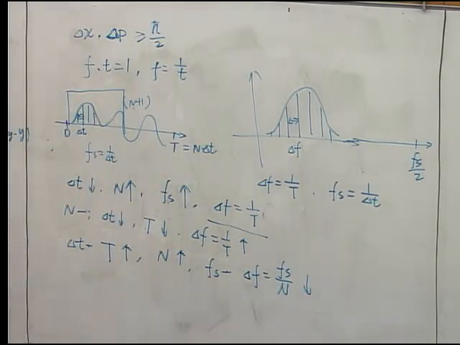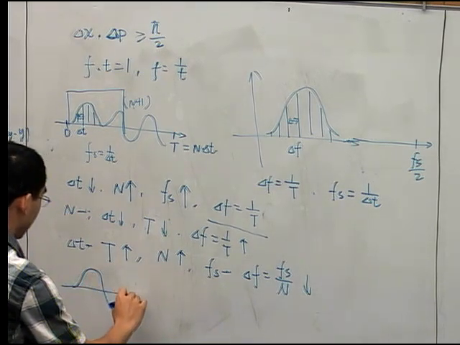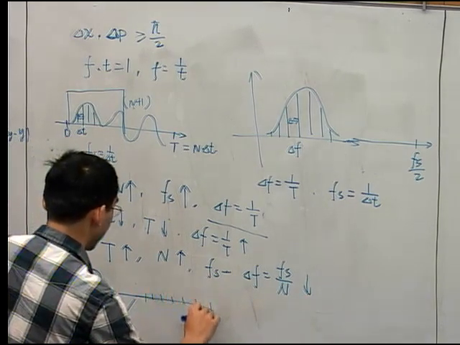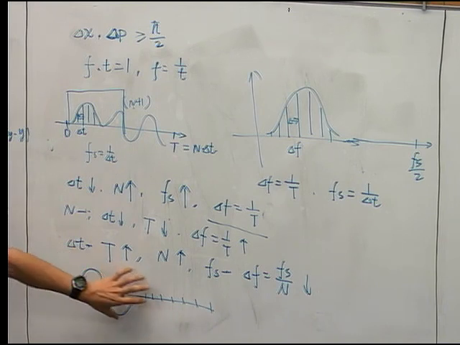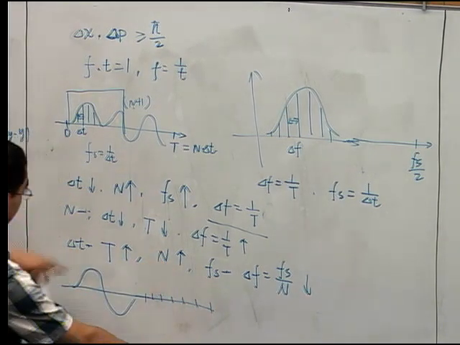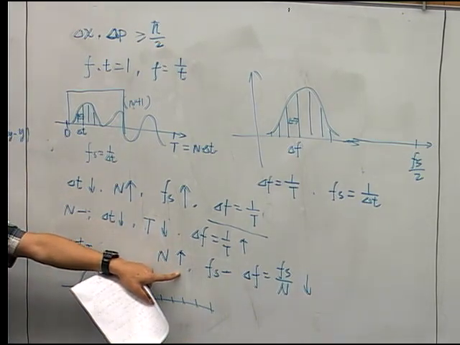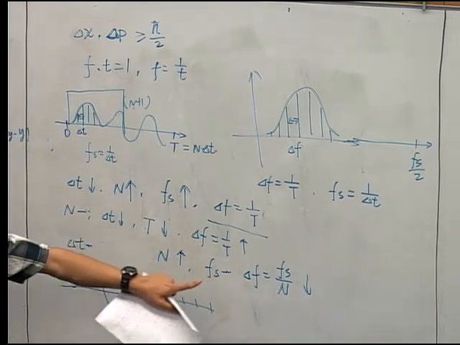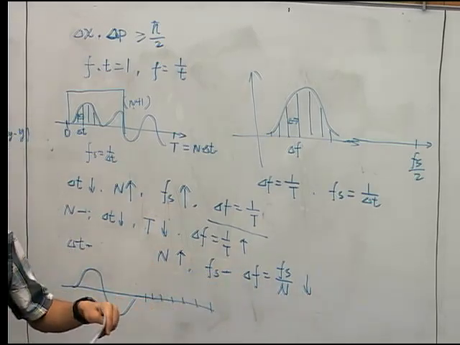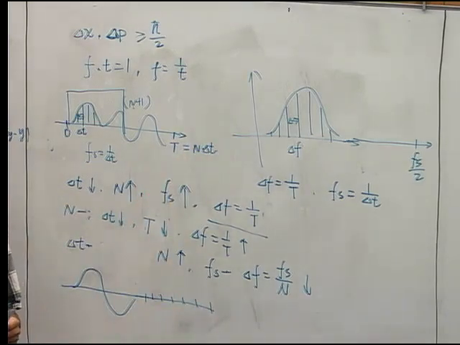And another way is padding zeros. For example, I have a sine wave. I do not sample for more time. I just sample 1 period, but I add many zeros. So that's the same thing, right? The delta t doesn't change, and I cannot say the total sampling time increases, but the number of points increases. But fs doesn't change. So as the number of points increases, your delta f will reduce. So that's another way to increase the resolution here.